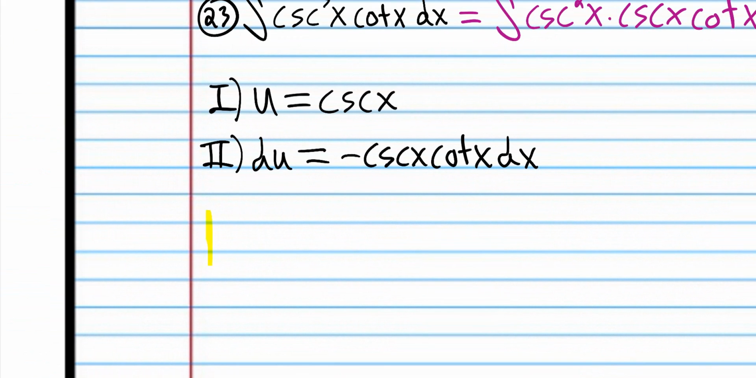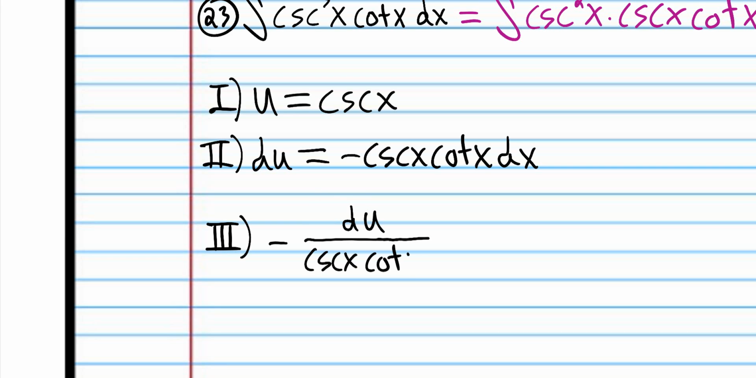And step 3 is to solve for the ornament dx. So we have negative du over cosecant x times cotangent x is equal to dx.